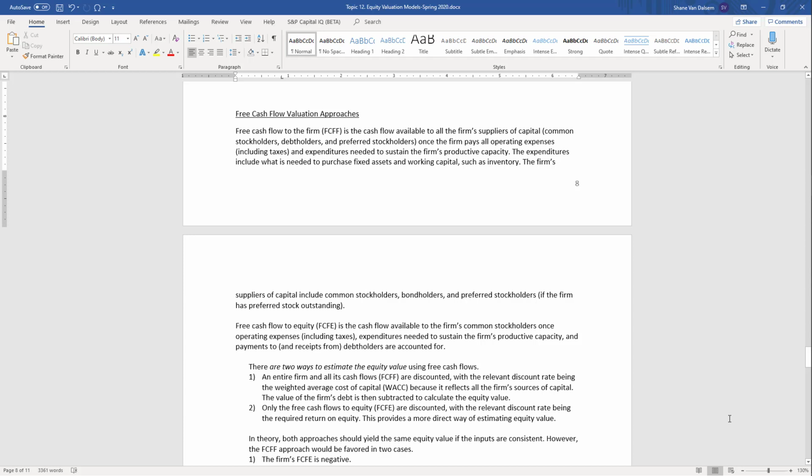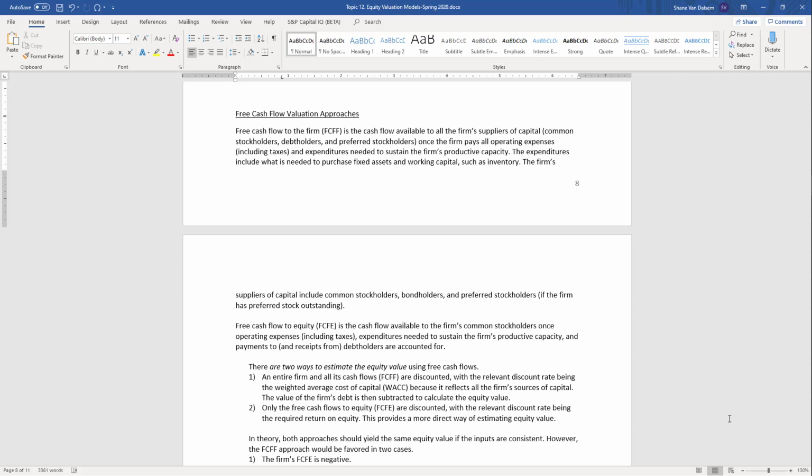So the expenditures that are paid out include what's needed to purchase fixed assets and working capital, such as inventory. The firm's suppliers of capital include common stockholders, bondholders, and preferred stockholders, if the firm has preferred stock outstanding. Most firms don't.